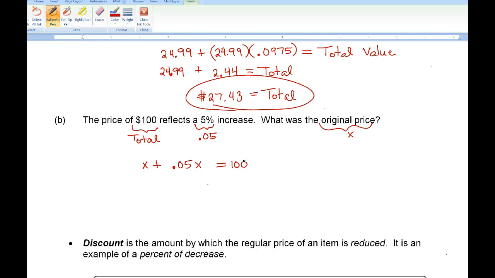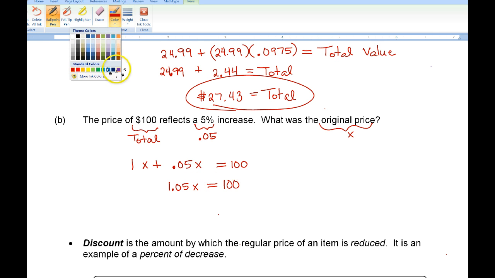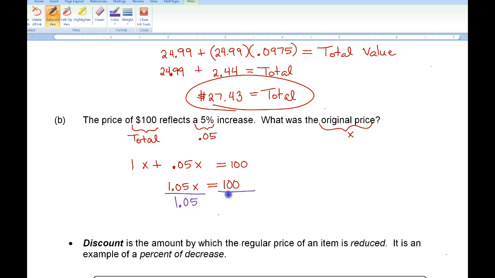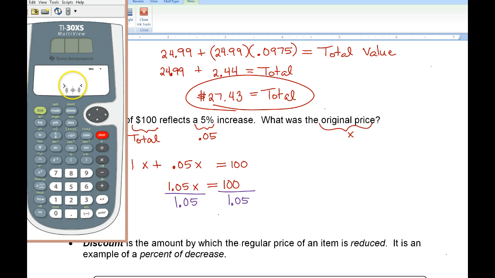Now this is where our algebra comes in. These are like terms. Think of this as a 1 in front. So 1 plus 0.05 would be 1.05x, and that equals 100. Now what would we do? We would divide both sides by 1.05. And again, this is a calculator problem. You're going to want to have your calculator handy while you do the homework tonight. So I have 95.23809.